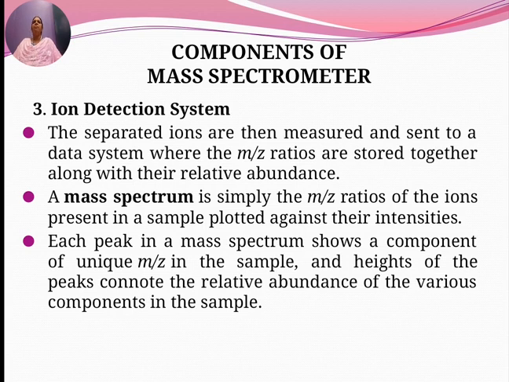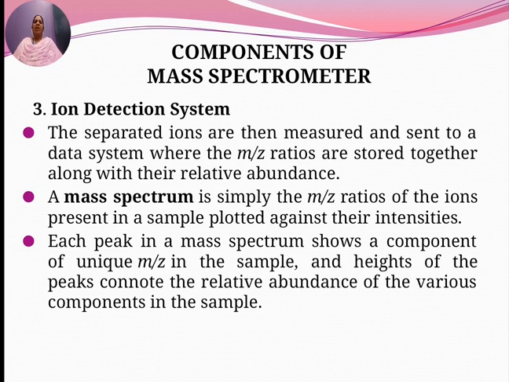A mass spectrum is simply the m/z ratio of the ions present in a sample plotted against their intensities. As I told you earlier, what is the mass spectrum? It is a plot of the intensity as a function of mass to charge ratio. That is called the mass spectrum: intensity versus mass to charge ratio.